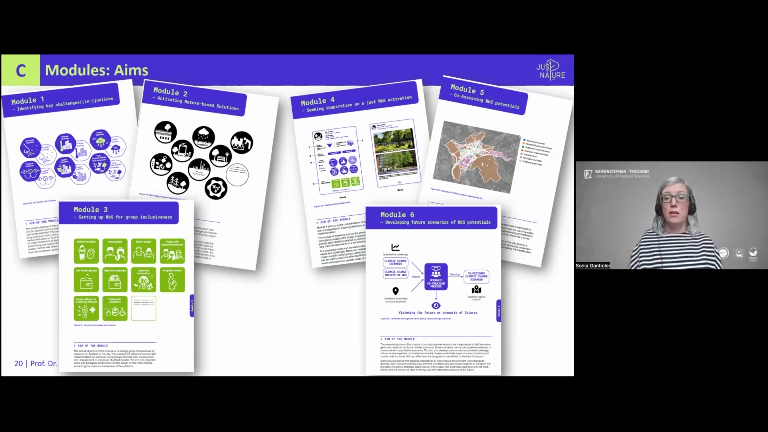And module 4 is about seeking inspiration. Now that I know at least a little bit of where I want to activate for what kind of groups, then to really see how I am going to go forward with that and what I consider. But also to consider the different potentials across a city, and that's approached in module 5. But also to see how those nature-based solutions that are being activated might be affected by future scenarios, and to do that in a collaborative way as well.